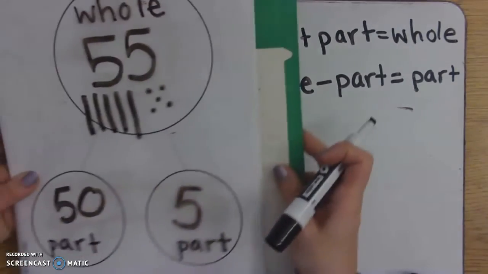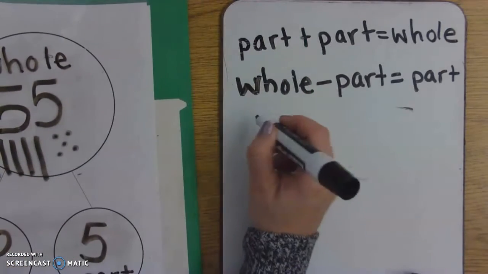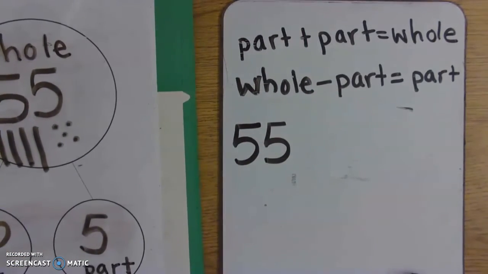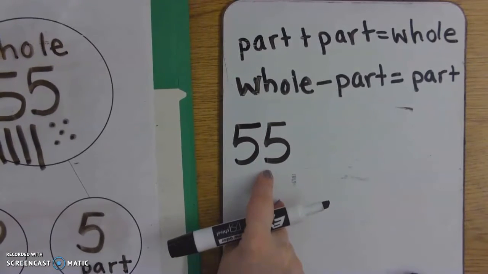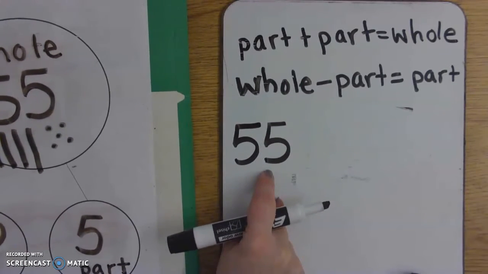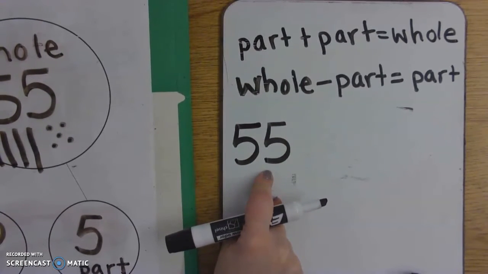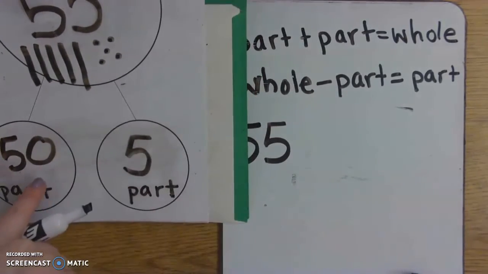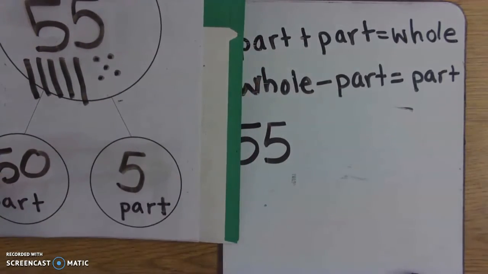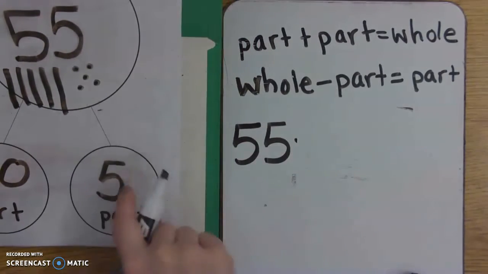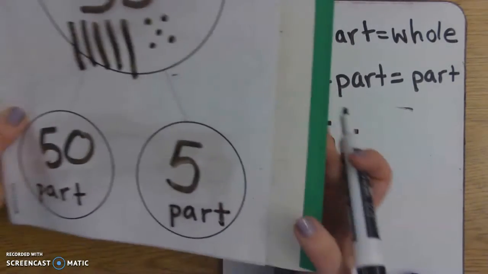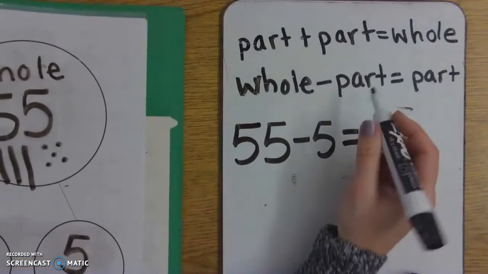So our whole number is 55. Take a look at what I did. I started with my whole. So do you think I'm going to write my subtraction sentence or addition sentence first? You knew it. I'm going to write my subtraction sentence. Okay, last time I took away my tens. So this time I'm going to take away my ones. So 55, take away 5 equals, what are we left with? 50.